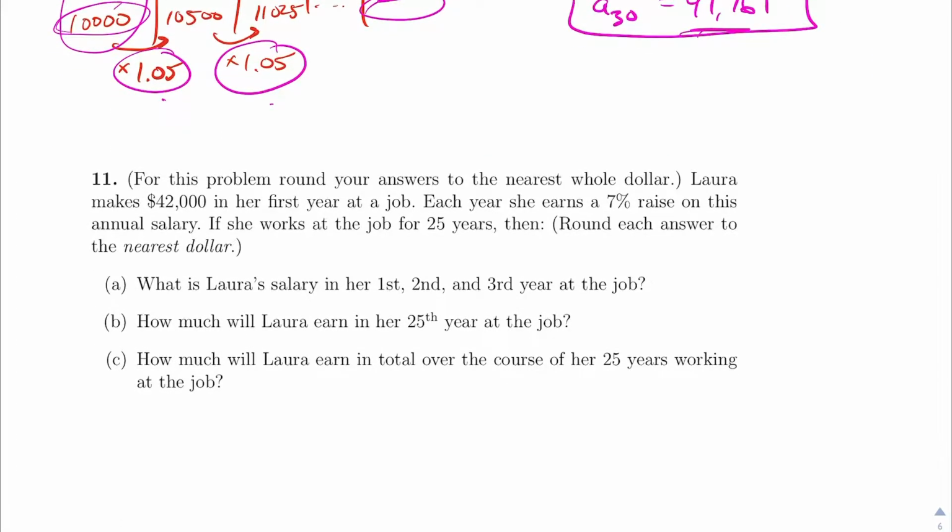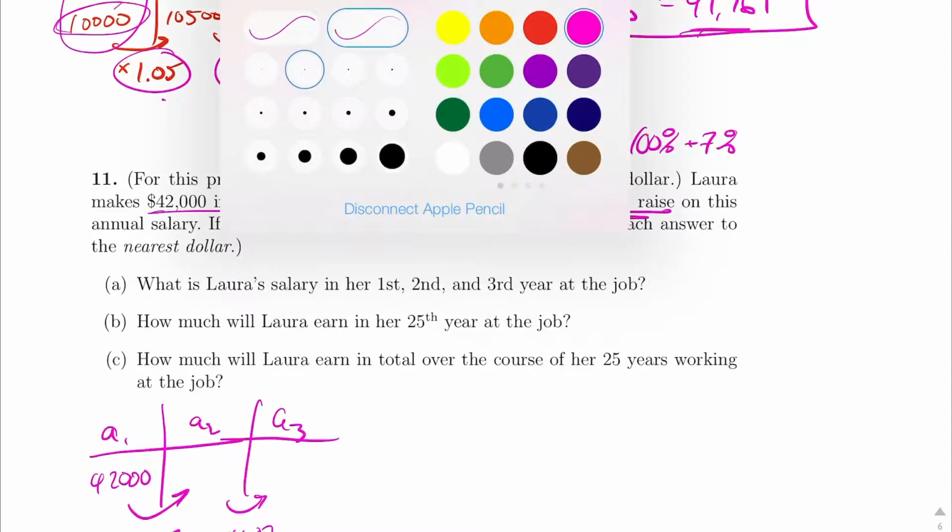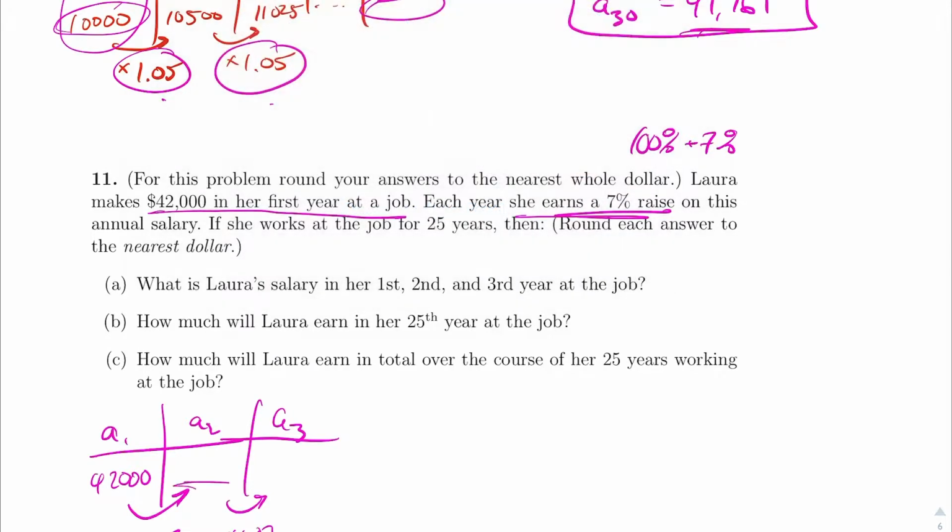Laura makes $42,000 in her first year at a job. Each year she earns a 7% raise, so it's 100% of what she had before, plus an extra 7%. So you get 1.07 times as much each year. I'll let you guys figure out these first two. So you do part A.